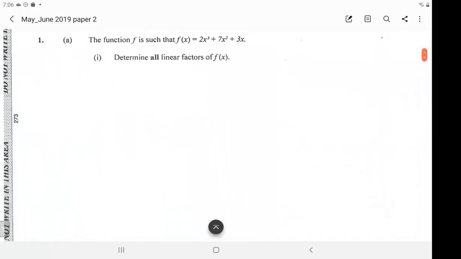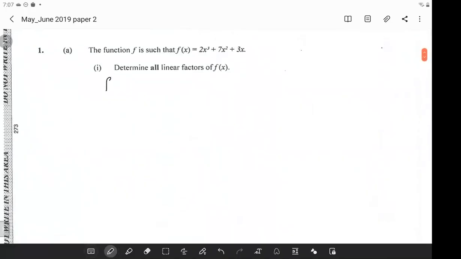So let's start. Number one tells us the function f is such that f of x is equal to 2x cubed plus 7x squared plus 3x. Determine all the linear factors of f of x. So here they ask to factorize f of x completely. Notice that each term has an x in it, so we could factor that out. f of x is equal to x times (2x squared plus 7x plus 3). Notice if you multiply by x, you will regain what we originally had.